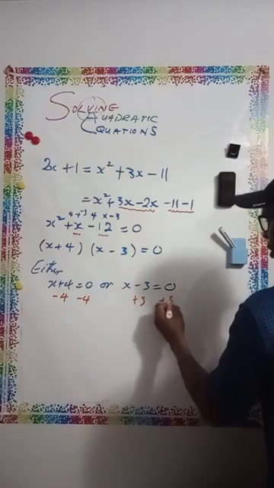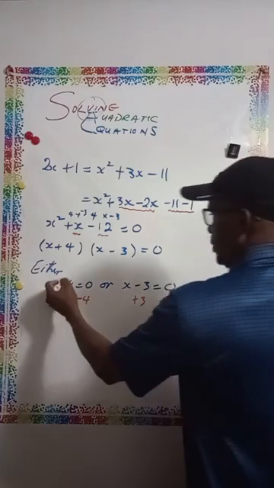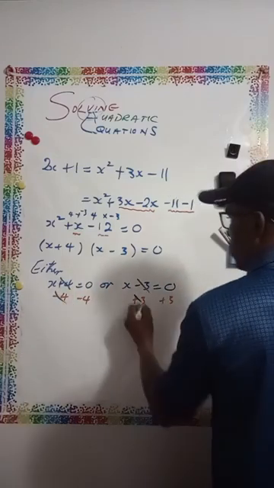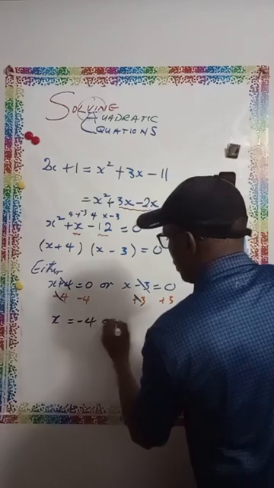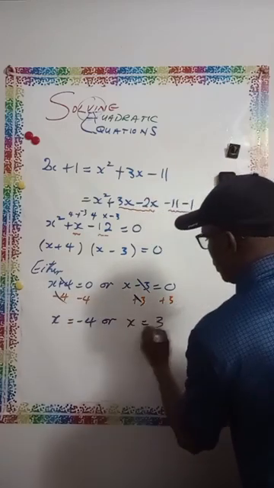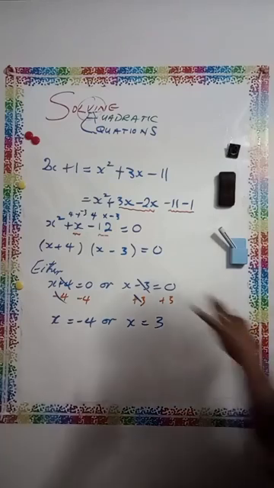So what I'm undoing, these are going to go. So you're going to leave it. But x is equal to negative 4 or x is equal to 3. And that's the end of that. So please note what has happened here.